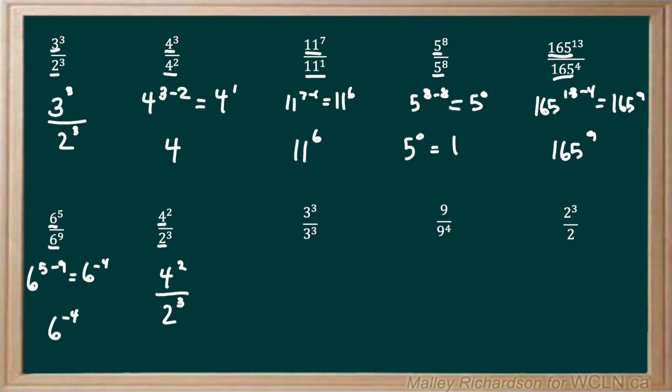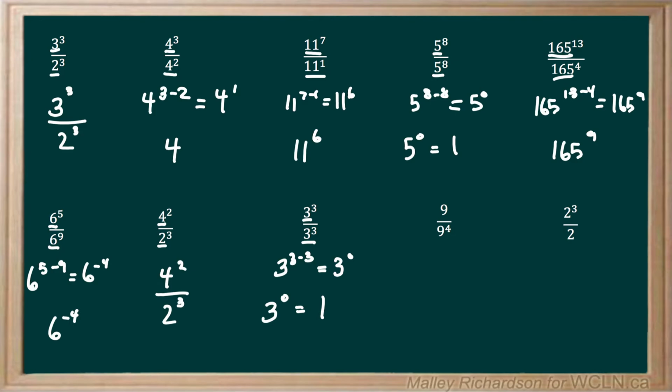Moving on, we have 3 to the power of 3 divided by 3 to the power of 3. Both have the same base of 3, so now we'll just work on subtracting the exponents. So we have 3 to the power of 3 minus 3 to give us 3 to the power of 0. Again, you can write this out as 3 to the power of 0, or we know anything raised to the power of 0 gives us 1. So you can also write this as 1.